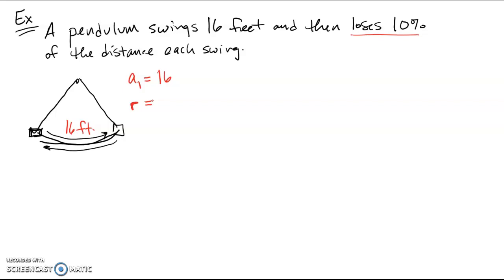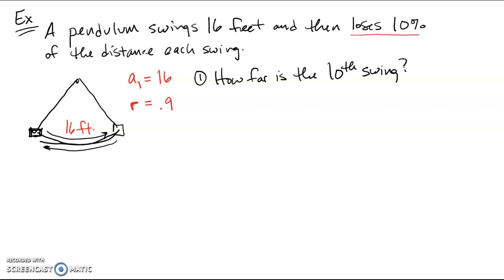Well, if you lose 10%, I'm not multiplying by 10%, I'm multiplying by 90%, which would be 0.9 as an R value. Okay, so then you can probably guess, what are my questions going to be? Question 1 is, how far is the 10th swing? So literally just the 10th swing. How far is that swing?